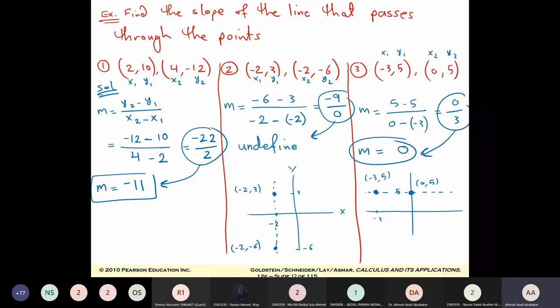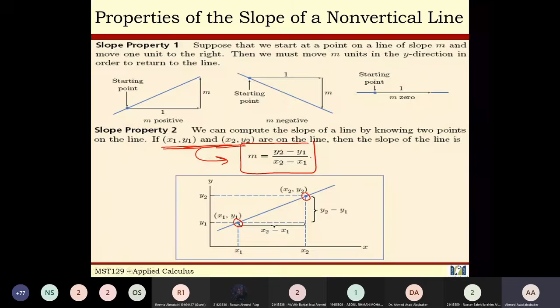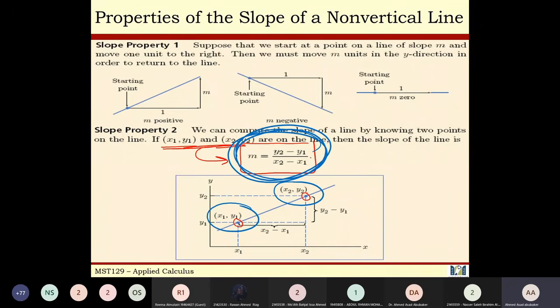Okay, the slope, we can find the slope by this formula. This is the formula. I already mentioned this formula: y2 minus y1 over x2 minus x1. If we are given 2 points on the line, we can find the slope of the line. Okay.